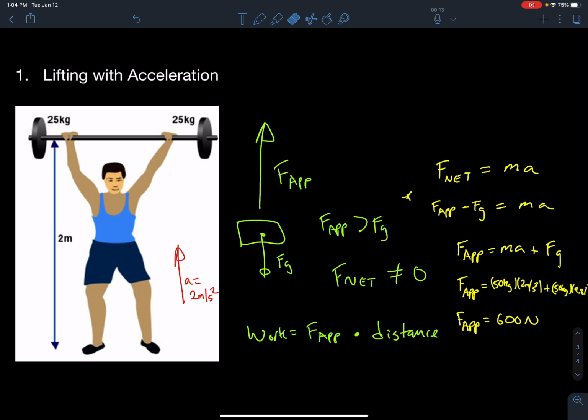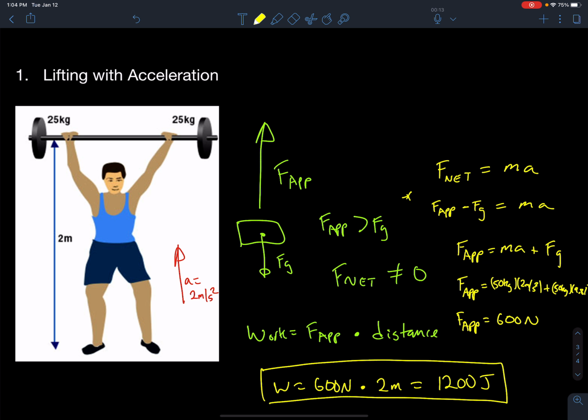Okay, so then to calculate the work is equal to 600 newtons times 2 meters, which would be 1,200 joules. Okay, that was a lot more than the work that he put in the first time without acceleration. So that's important because soon you guys are going to be trying to calculate the work you do in an exercise, and this relationship will become really, really important.